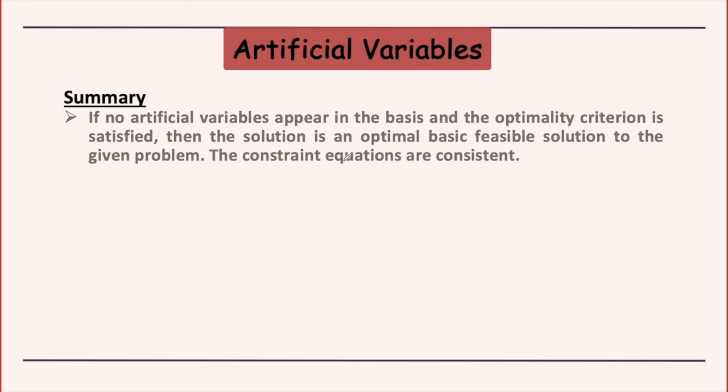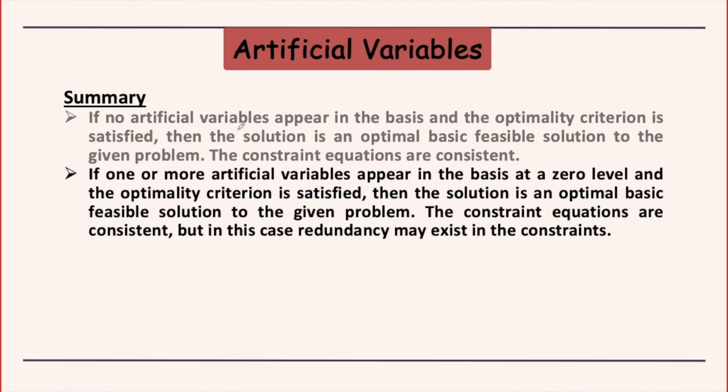Now the second case, you may have some artificial variables which are present in the basis, but they have zero value. So this is a case of degeneracy. So you are getting a degenerate solution, your optimality criteria is satisfied, so you have reached the final table, but there are some artificial variables that are present which have zero value. So zero value means your solution is degenerate, and I just discussed the case of degeneracy, that there might be a case of redundancy in that case.